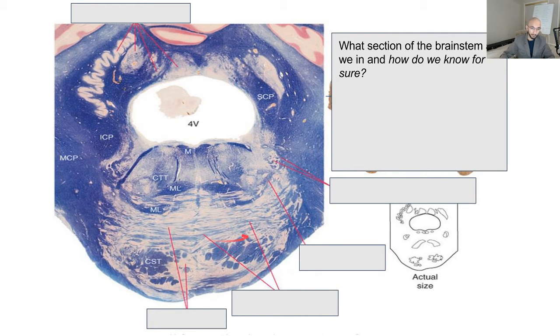Let's say we don't remember what these things are. We don't know what this is. Look at the medial lemniscus. It ain't that medial anymore. It's been pushed up by the transverse pontine fibers. That tells us that we are in the pons.